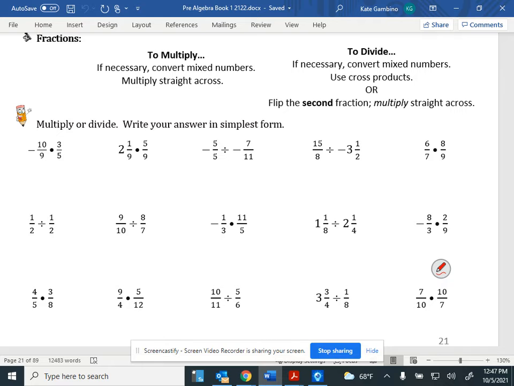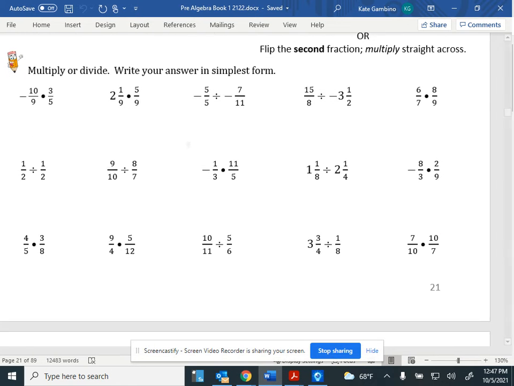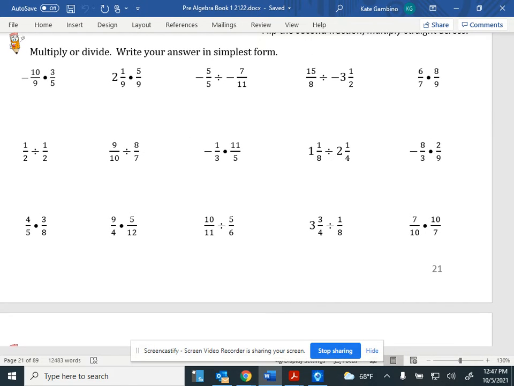So let's see what that means. Multiply or divide. A lot of us still keep forgetting when it says in simplest form, we truly mean it. And it will be wrong on the test if it's not in the simplest form. So always, always, always check to see, is there something I can divide out? Let's do the first one together. Negative 10/9 times 3/5. So some of us remember how to cross simplify.